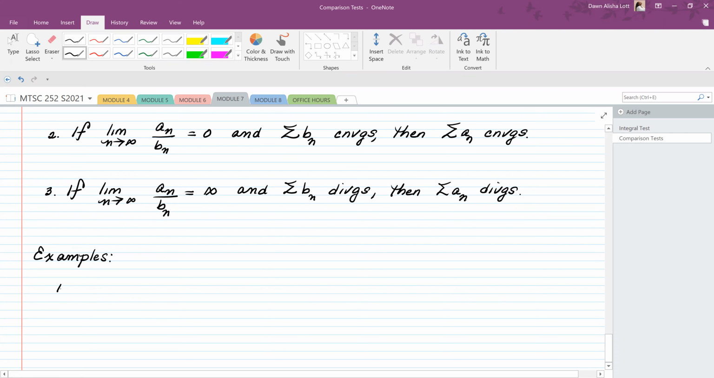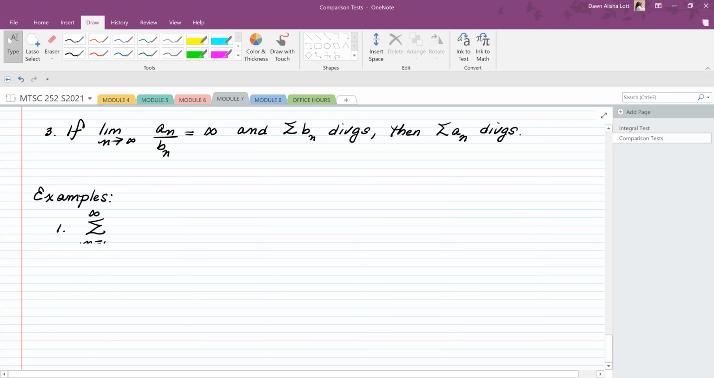Number 1. The summation n equals 1 to infinity of n plus 1 over n squared plus 2n. Okay.